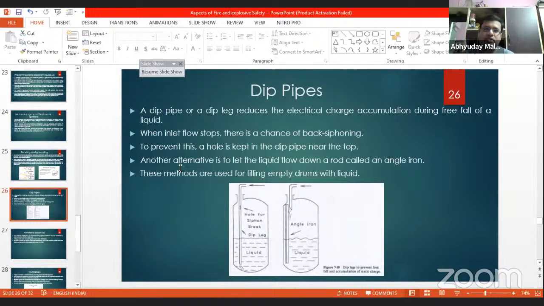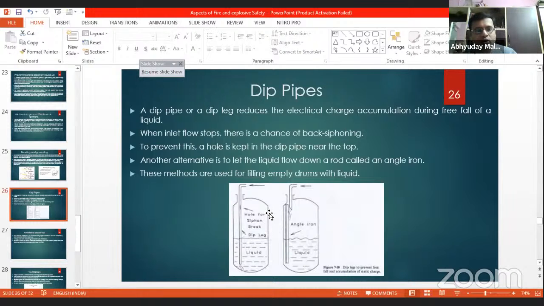So the common practice in industry is to use deep pipes or angle irons for charging a container with liquid. Charging means filling up a container. Whenever you want to charge an empty container with liquid, you use deep pipes or angle iron. Now, deep pipes are pipes like this, which go down almost to the bottom of the liquid vessel. The liquid is transferred through the deep pipe, and the liquid comes out of the deep pipe just before striking the bottom of the vessel. And because the height difference between the bottom of the deep pipe and the vessel bottom is not that much, the splashing is reduced. Hence, the friction is reduced and charge buildup reduces.